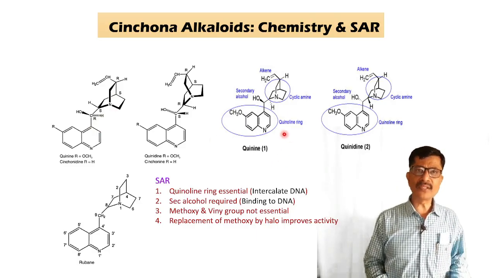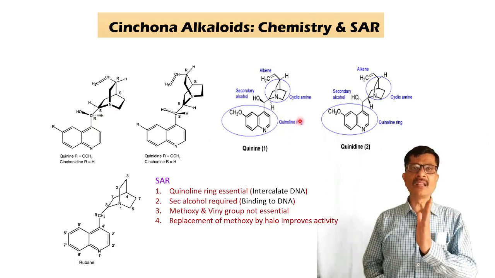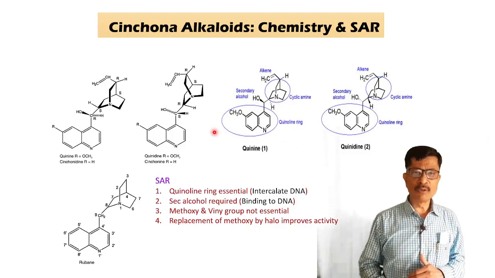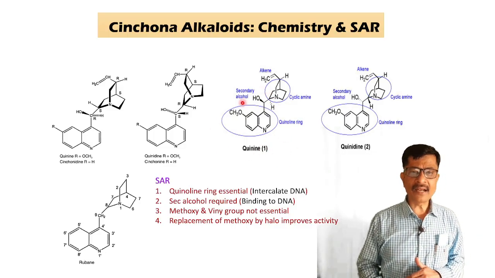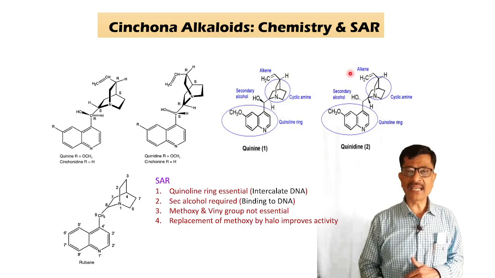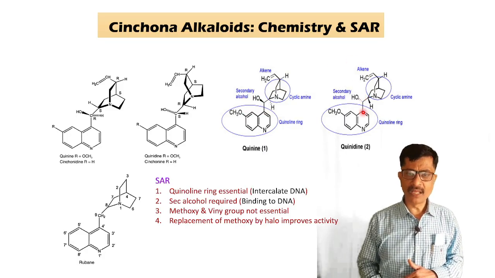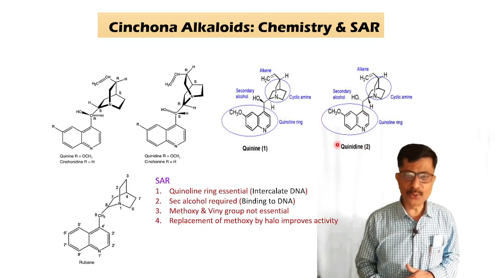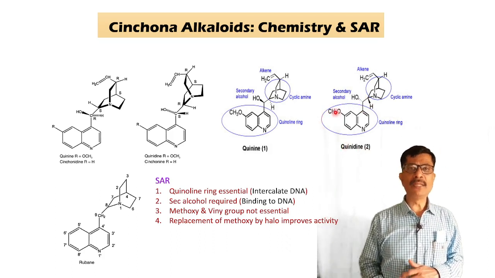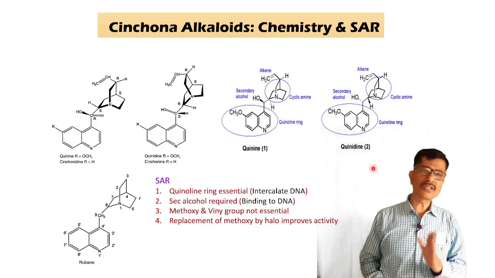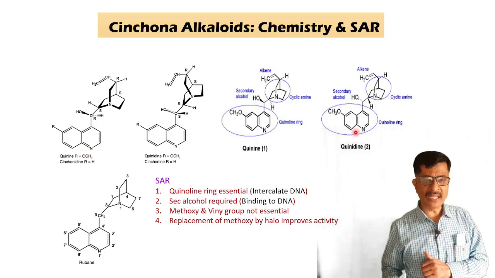Now there are different chemical functionalities present in this, like the quinoline ring, secondary alcohol group, cyclic amine and alkene. The alkene present is a vinyl group. And this quinoline ring is substituted with a methoxy group. So this is the structure of cinchona alkaloids like quinine and quinidine.